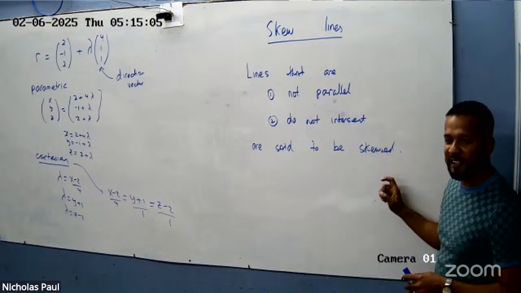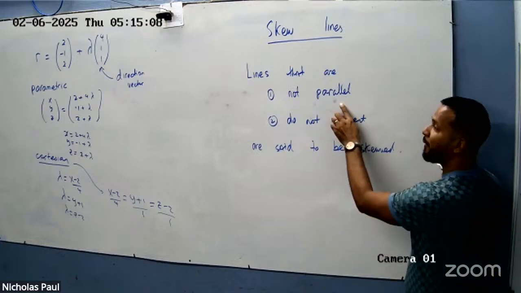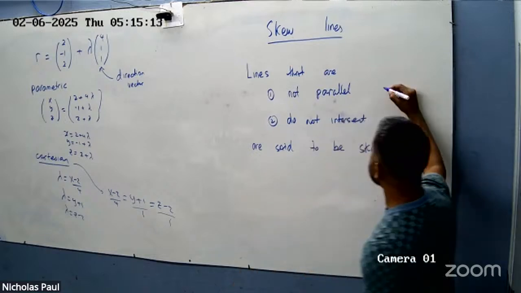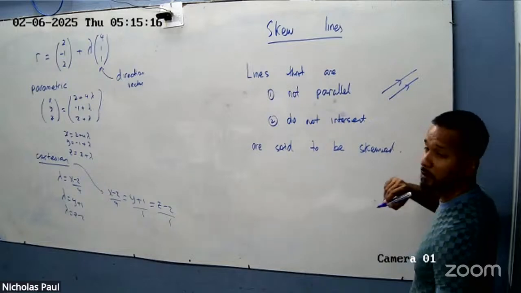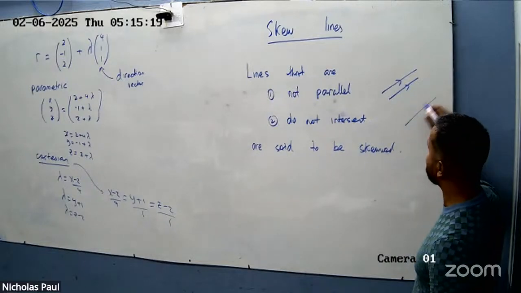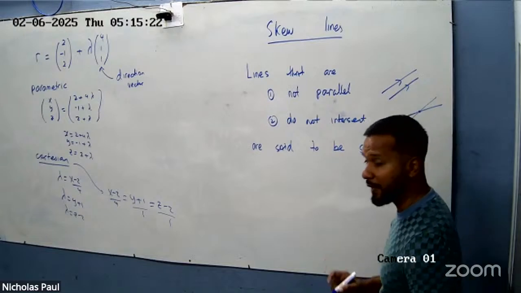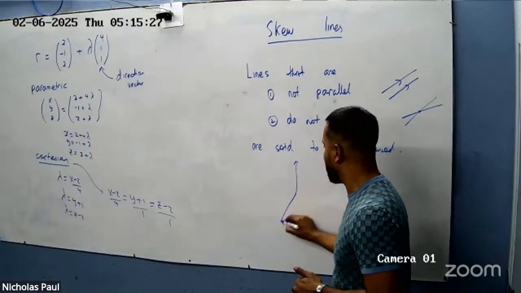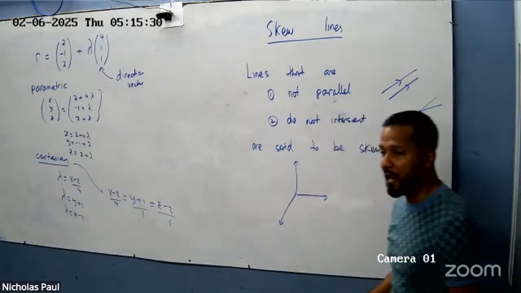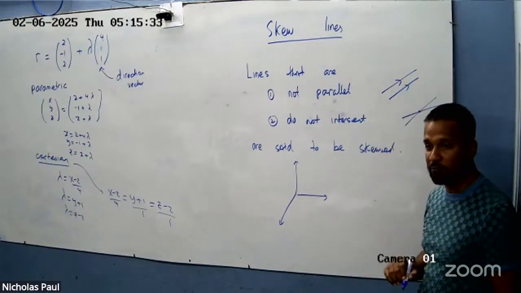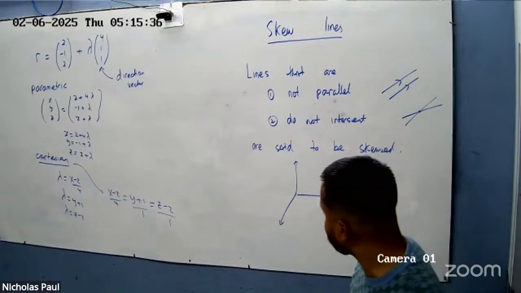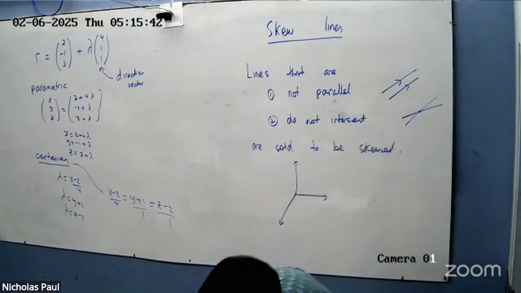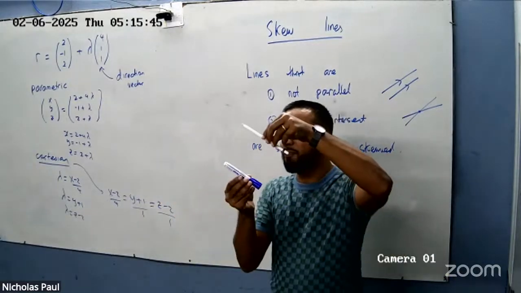How do you know if lines are skewed? Lines are skewed if they are not parallel and if they do not intersect. So parallel lines look like that. Intersect might look something like that. But what does skewed look like? I want you to envision it as a 3D diagram. How do we draw lines that will never intersect and are not parallel? How will that look? Remember, it's three dimensions.